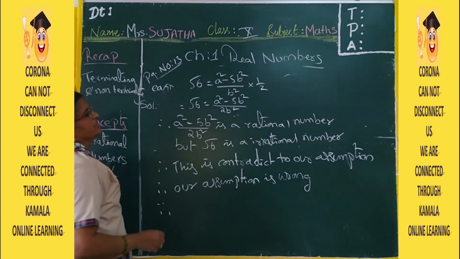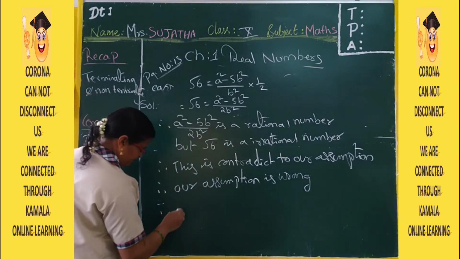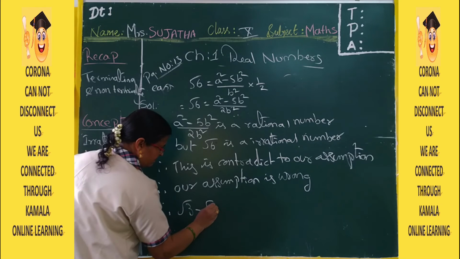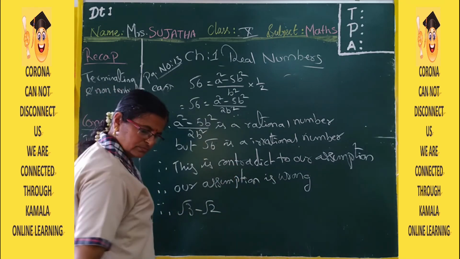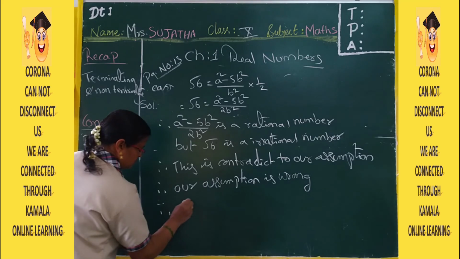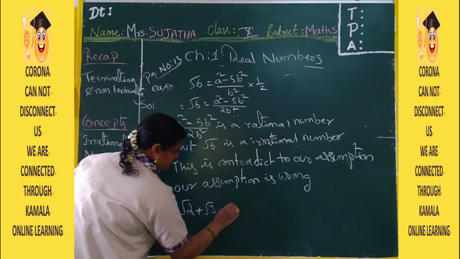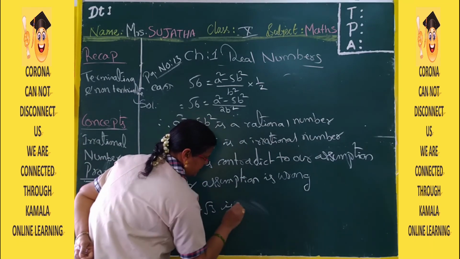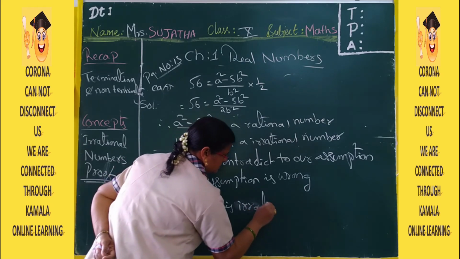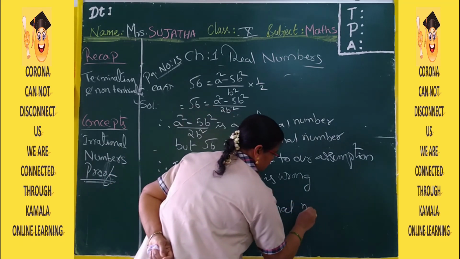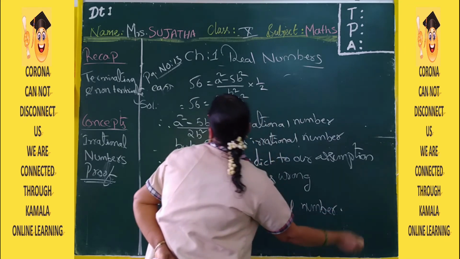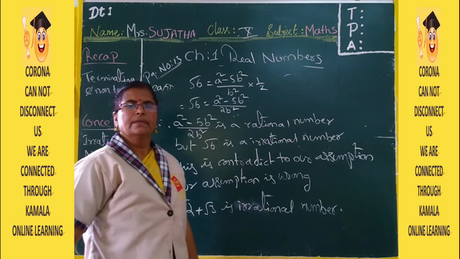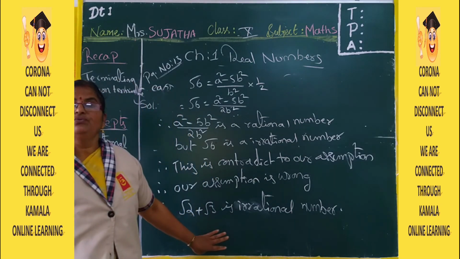Then what is right? What is the question we took? Root 2 plus root 3 is an irrational number. Okay, understood? So this is for 4 marks.